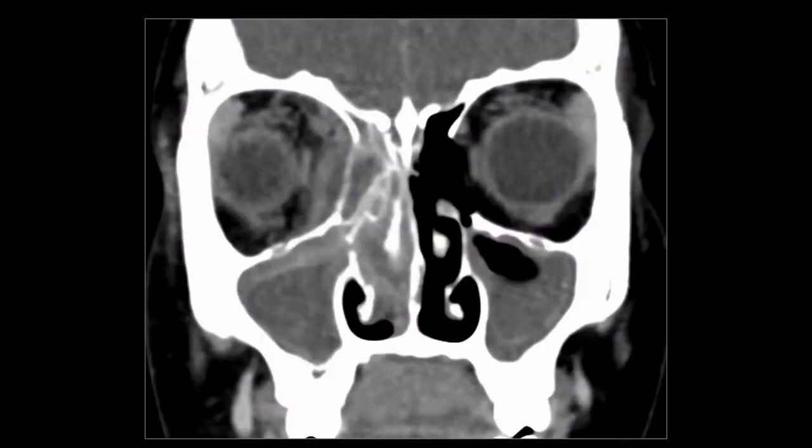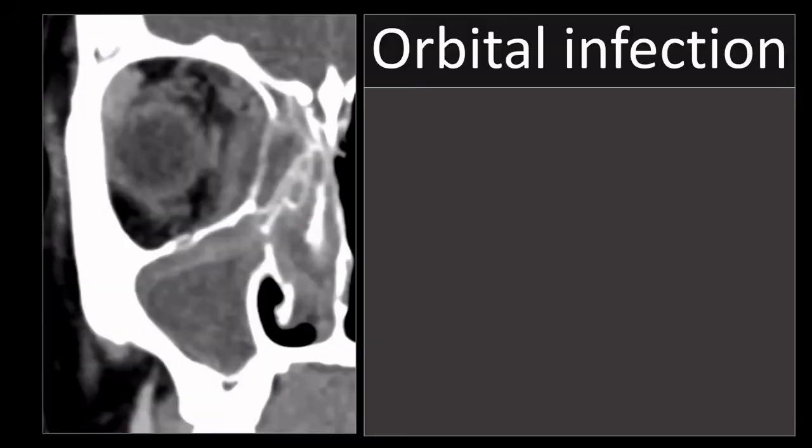This is the same patient in the coronal plane, so we see that the patient has a very extensive bilateral sinusitis, but more pronounced on the right side, and we clearly see a subperiosteal collection in the extraconal space medial to the medial rectus muscle and medial to the eyeball. This patient will definitely need to receive intravenous antibiotics, and maybe even surgical drainage of the sinuses and the subperiosteal abscess.